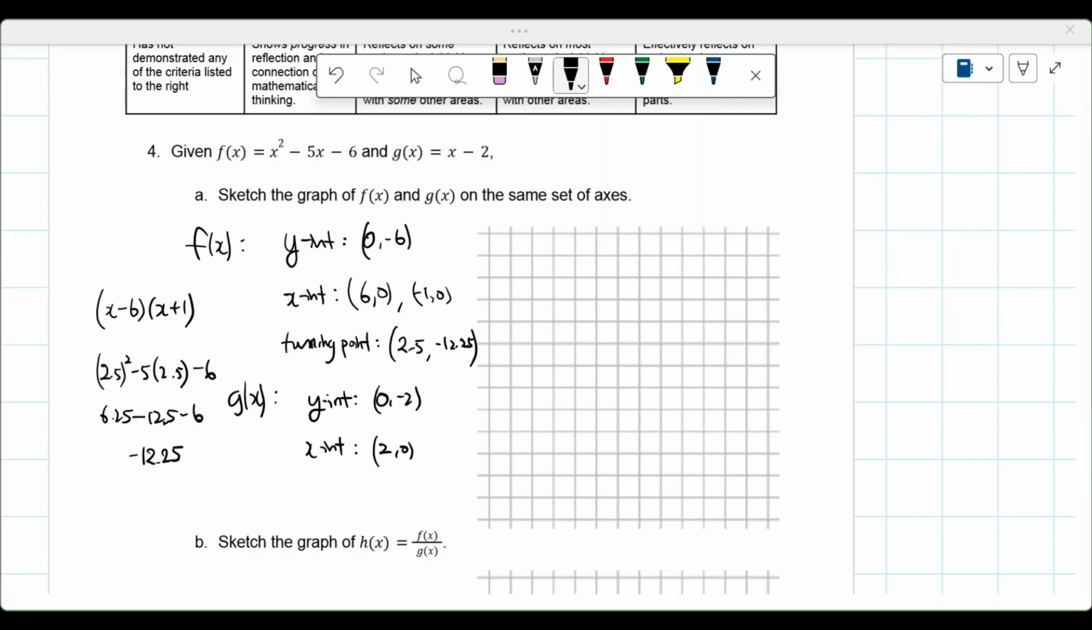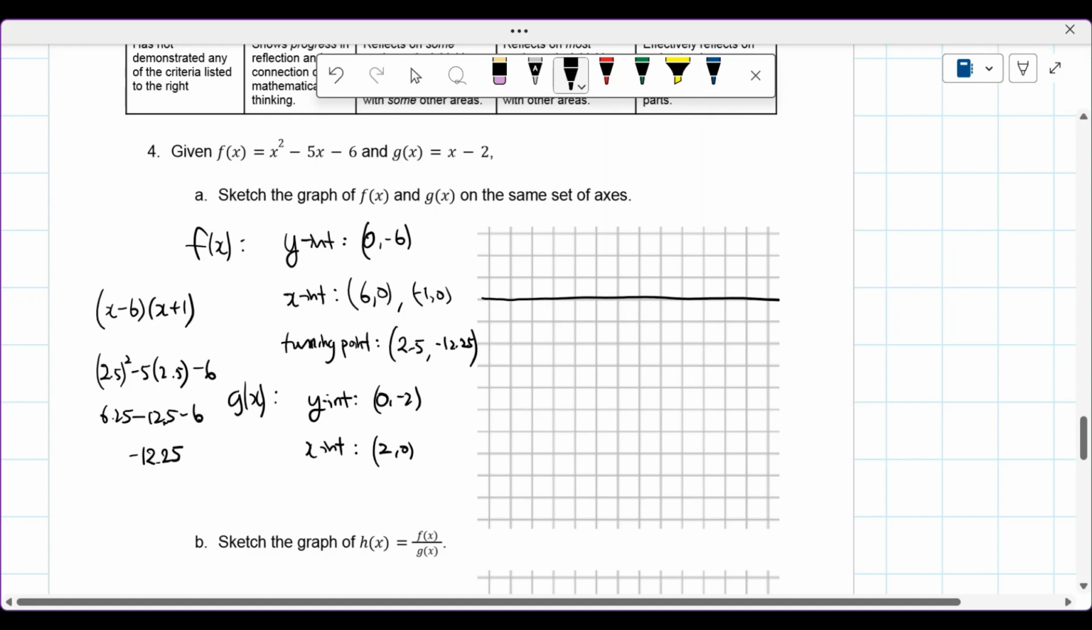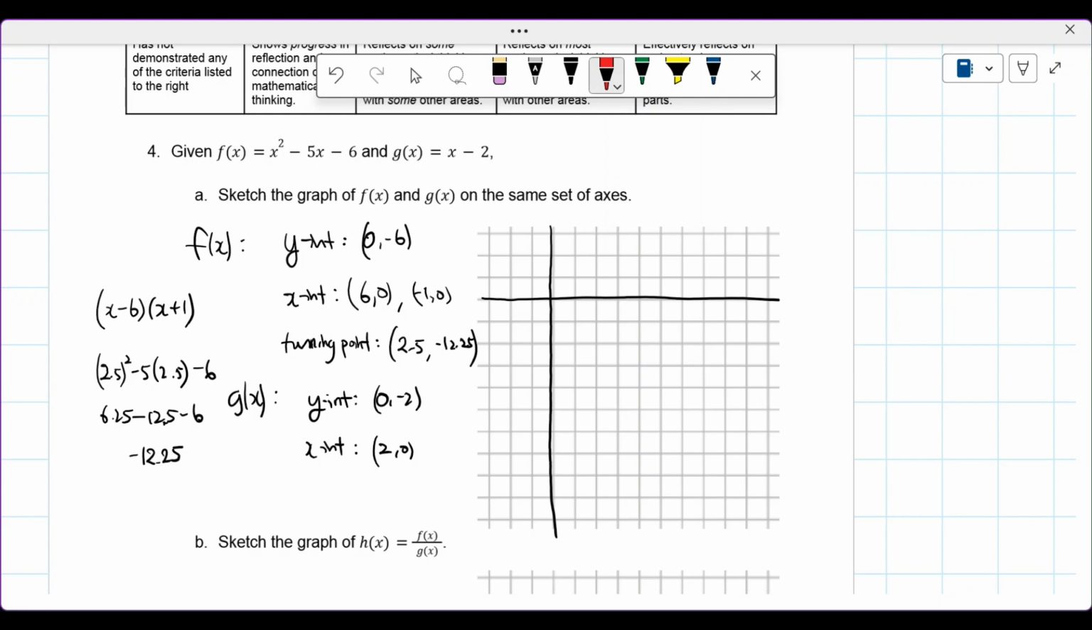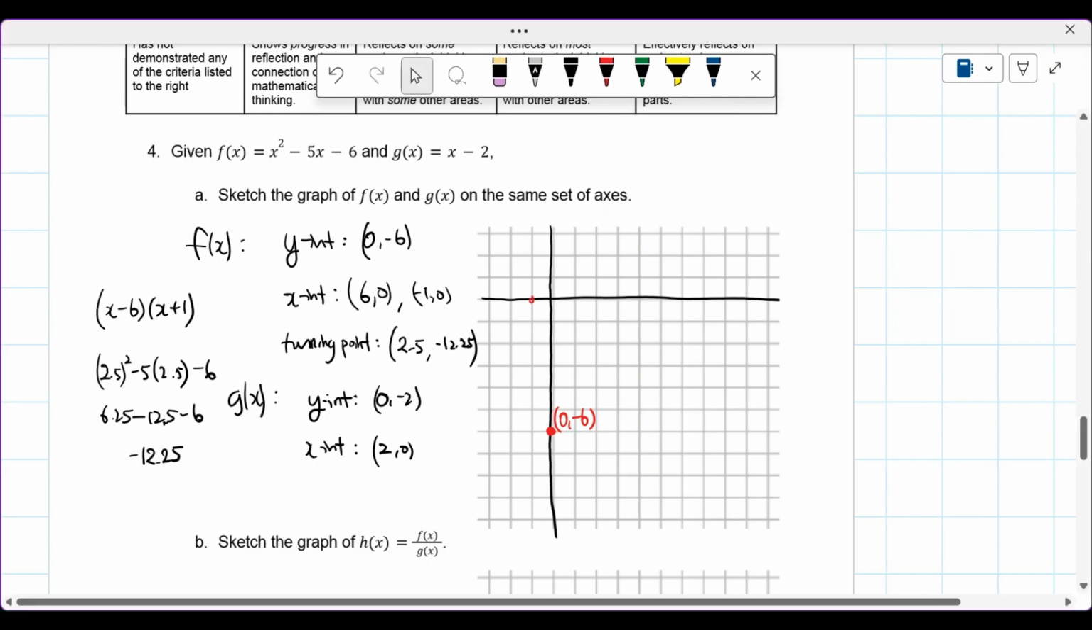So now let's put the graph on the drawing. My y value goes as low as negative 6, so I think I'm going to have my x-axis here, and let's put the y-axis around here. So first of all, the y-intercept is 0 comma negative 6, labeled. The x-intercepts are negative 1 comma 0, labeled, 6 comma 0, labeled. And 2.5 comma negative 12.25. Let's assume that's about here, labeled.